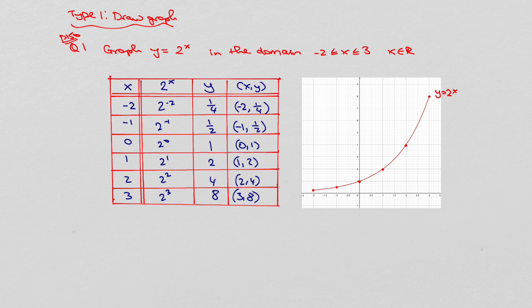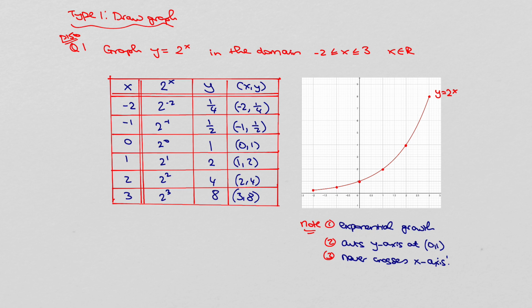And what's interesting to note here is that the graph will approach the x-axis but never cross it. So even if we were to keep continually plotting it, it would never ever cross the x-axis. It would only ever approach it. And that's because there is no power of 2 that would ever give a negative value for y.